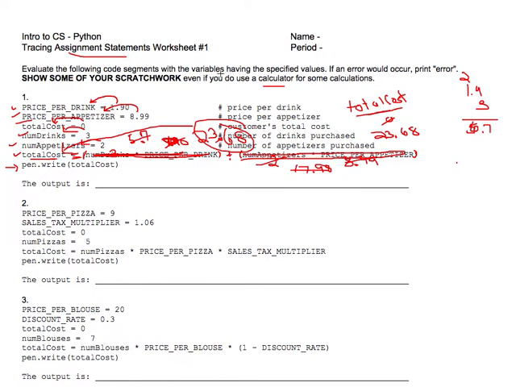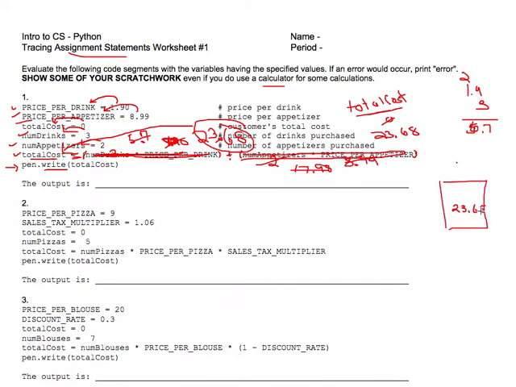pen.write. This whole worksheet assumes that you understand turtle graphics, and when you have turtle graphics, there's something you can create called a pen or a turtle, and there's this write command that causes whatever's in the parentheses to show up on the screen. Somewhere on the screen, the number 23.68 will show up. Now, there's not enough information given to know where on the screen that is.